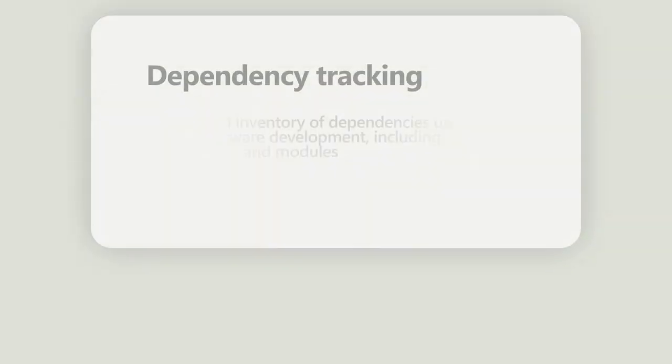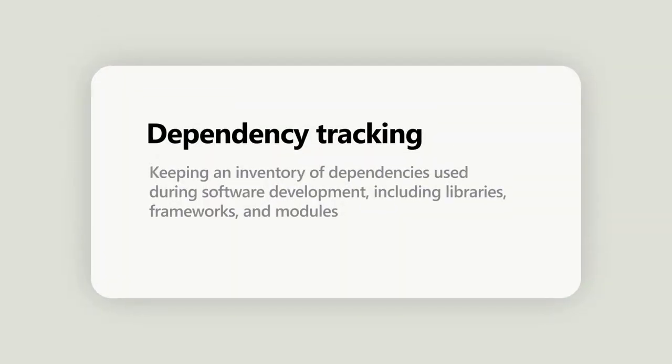You will also want to implement access controls, encryption, and intrusion detection systems to further enhance integrated software security and protect against potential attacks. Another important step is dependency tracking. This entails maintaining an inventory of all dependencies used in the software development process. This includes libraries, frameworks, and modules. Keep track of their versions and any known vulnerabilities associated with them.